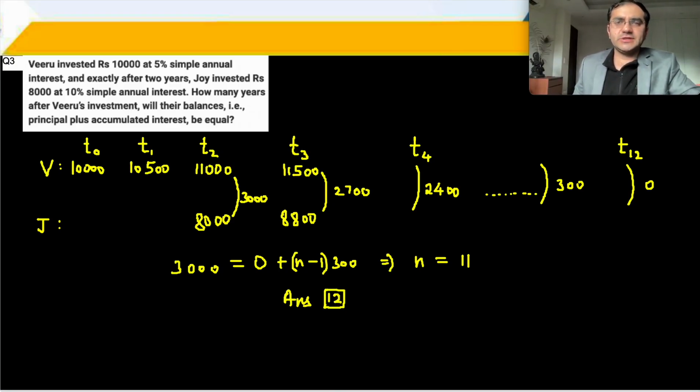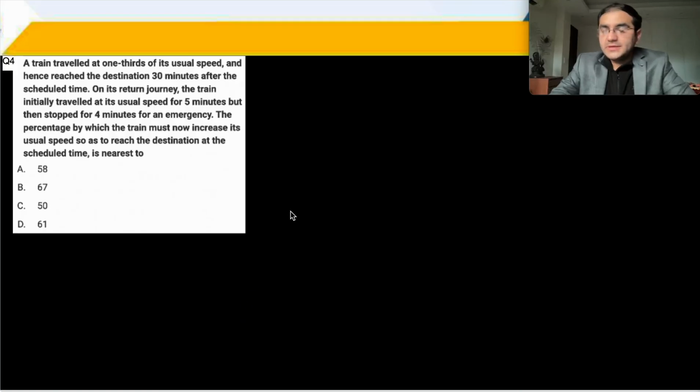Very easy question. An easy question, and obviously we will use our best available method for this kinds of questions, which is proportionality, because our distance is constant. So a train traveled at 1/3 of its usual speed. Let's say he was traveling at S. Now 1/3 means S upon 3, and reached the destination 30 minutes after the scheduled time. So time taken initially was T. When speed became 1/3, time became triple.